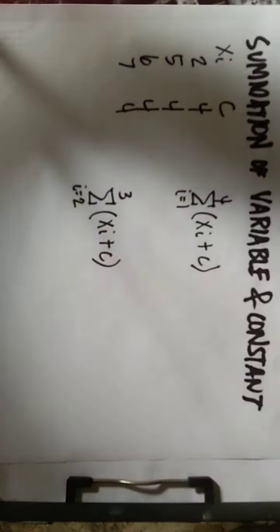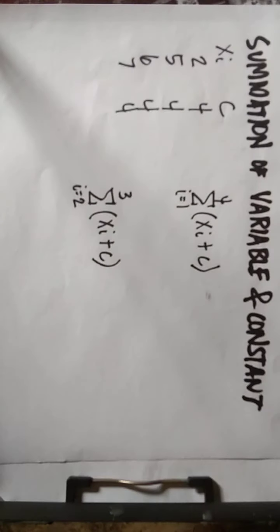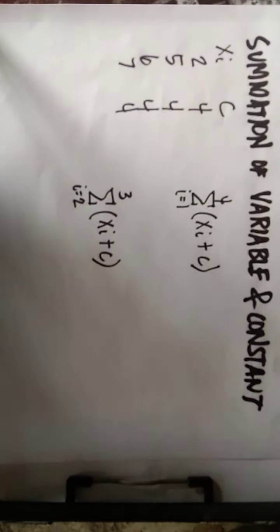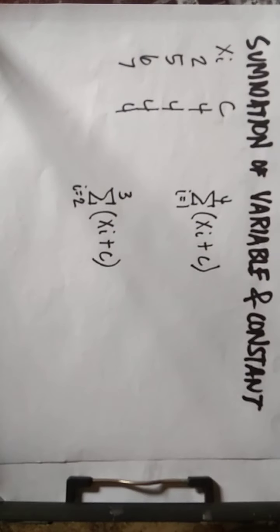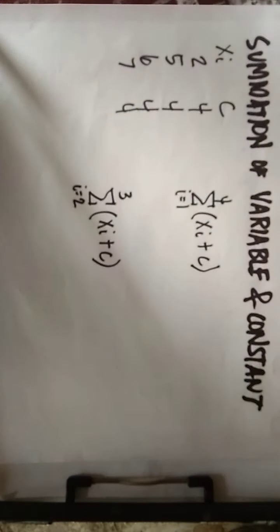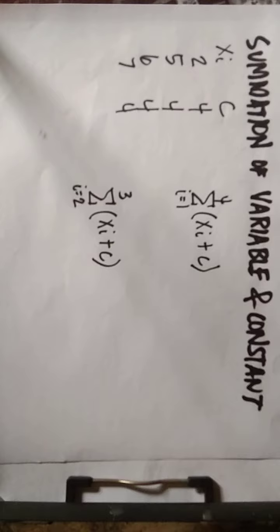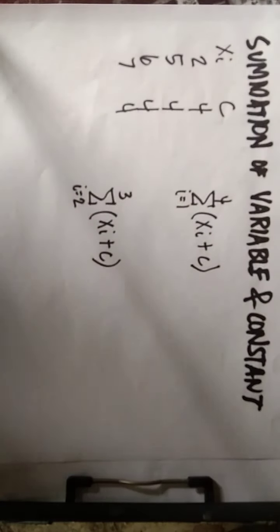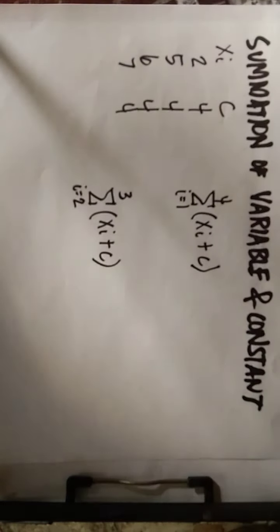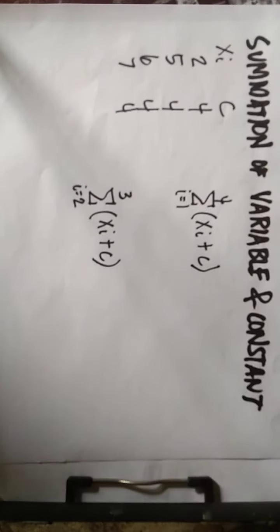Okay. Let's have the summation of variable and constant. Ito naman, pinagsama na natin yung variable and then yung ating constant. So, yung una nating example, sa unang part, yung unang video natin for the sigma notation, and then yung ating second example kanina.